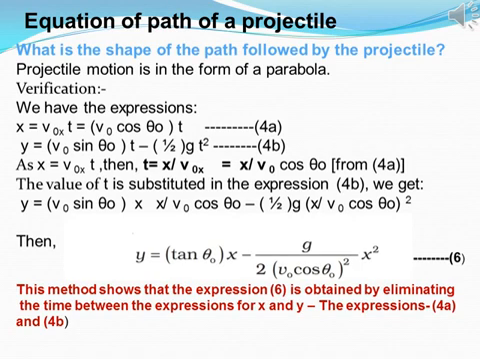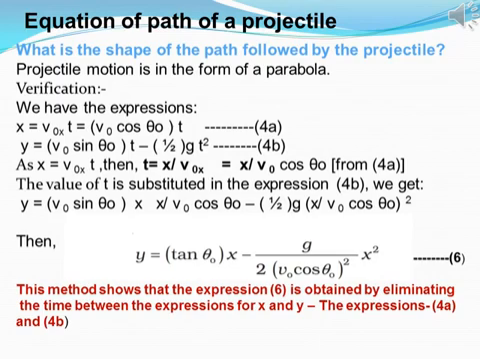Now, let us see how to form the equation of the path of a projectile. You know that the shape of the path followed by the projectile is parabolic. The verification is, we have the expressions x is equal to v0x t, which is equal to v0 cos theta 0 into t, which is the expression for a. And y is equal to v0 sin theta 0 into t minus 1 by 2 g t square, which is the expression for b.